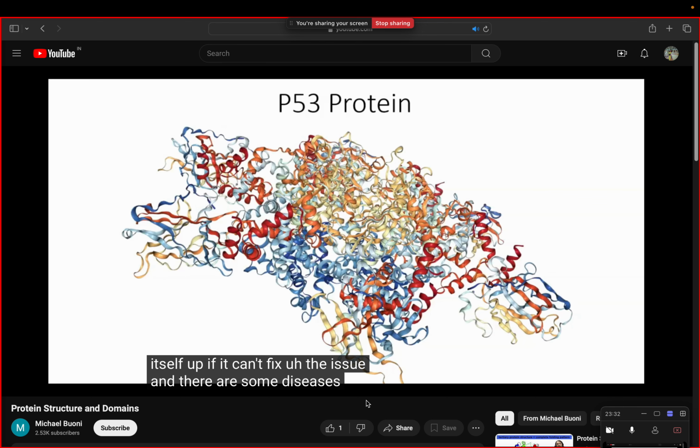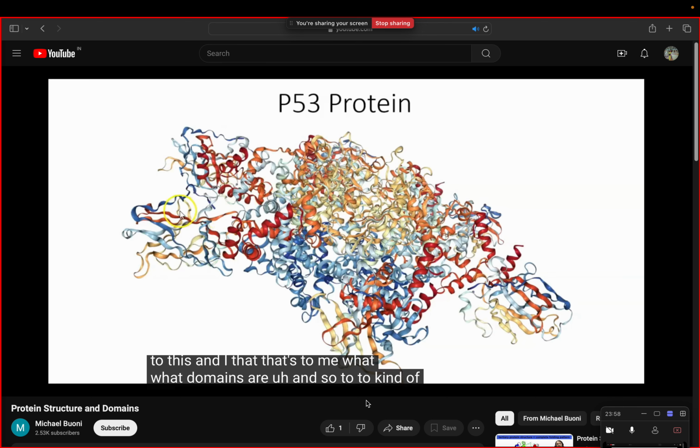And there are some diseases associated with mutations. Li-Fraumeni syndrome is one. There's a bunch of others. But you look at this and you're like, this looks like a bowl of spaghetti. And from the last video, you probably can point out a few things, like maybe a few beta sheets and definitely some alpha helices and whatnot. But let's add some life to this, and that's to me what domains are.